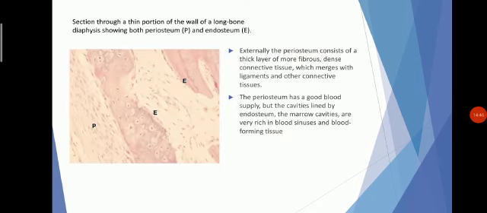The diagram shows a section of a thin portion of the wall of a long bone diaphysis, showing both periosteum and endosteum. Externally, the periosteum consists of a thick layer of more fibrous, dense connective tissue which merges with ligaments and connective tissue. This is the periosteum, and internally this one is the endosteum. The periosteum has a good blood supply, but the marrow cavities lined by endosteum are very rich in blood sinusoids and blood-forming tissue.